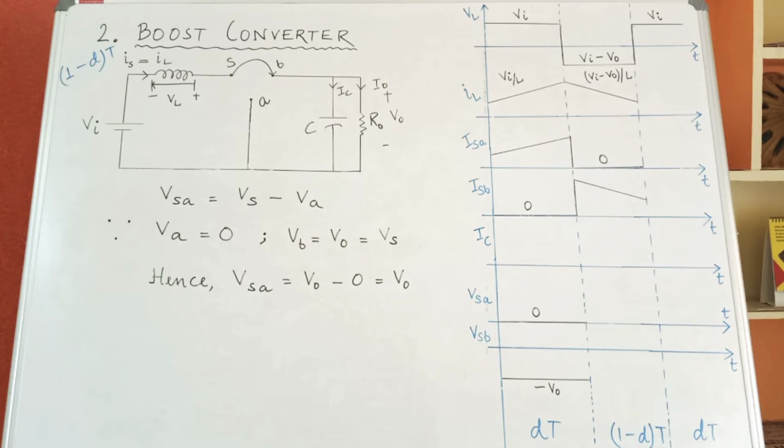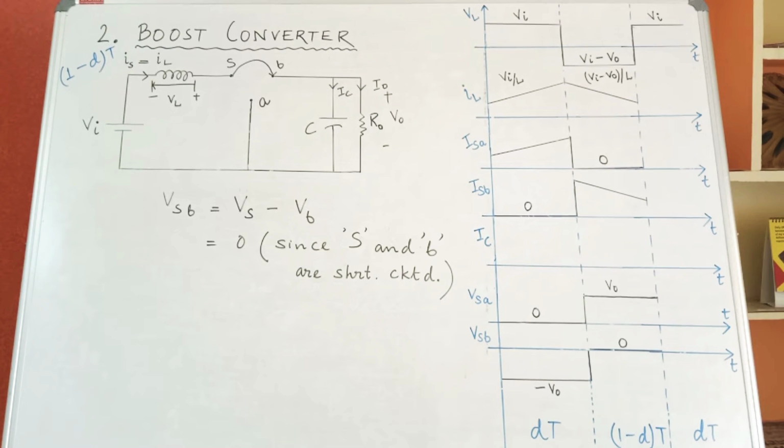Next, calculating VSA. VSA is equal to Vs minus Va, you know, and A point is connected to ground, so potential at A, Va will be 0, and B and S are short circuited with one another, so B is connected to the positive of the output voltage, so Vb becomes V0, which is equal to Vs. Therefore, VSA becomes V0 minus 0 is equal to V0. Now representing your value of VSA, which is V0 in this period. Since V0 is a constant DC voltage, what I will do is represent it by a straight line parallel to your time axis during this 1 minus d into t period.